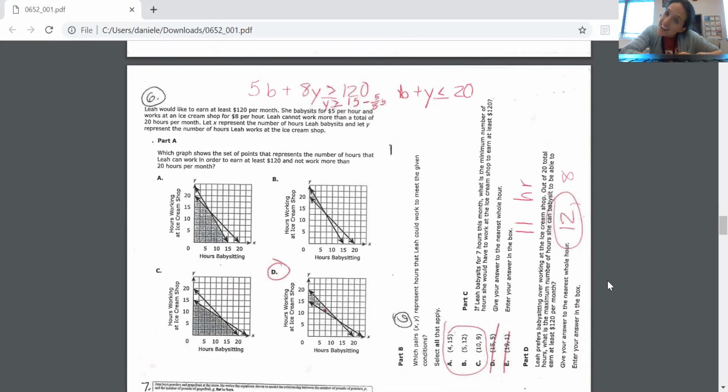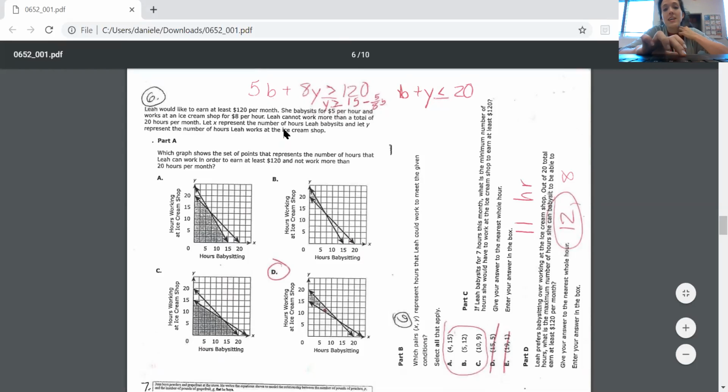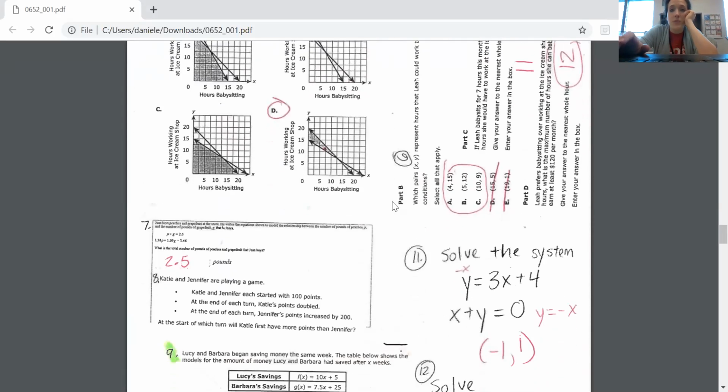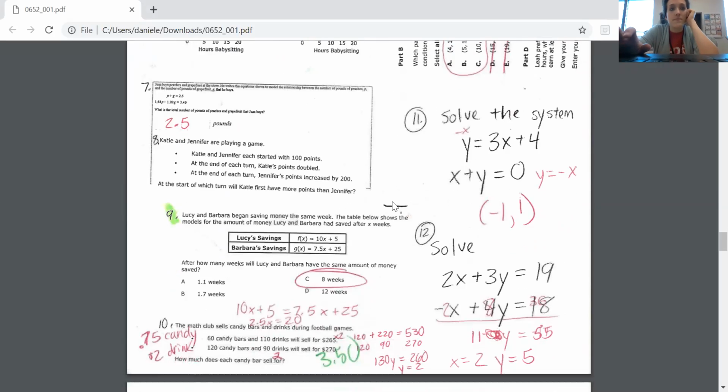And lastly, part D, sorry, I'm going to have to turn my head to read it. She wants to work as many hours babysitting as possible, but still make her 120 bucks. So you could actually look down here on your graph, if babysitting is on your x-axis, see how far you can go on that x-axis before you leave the shaded region. I know it's somewhere between 10 and 15, so I might start plugging in those numbers for my babysitting until I find the amount that would actually still get me $120. It turns out to be 12 hours babysitting and 8 hours ice creaming.